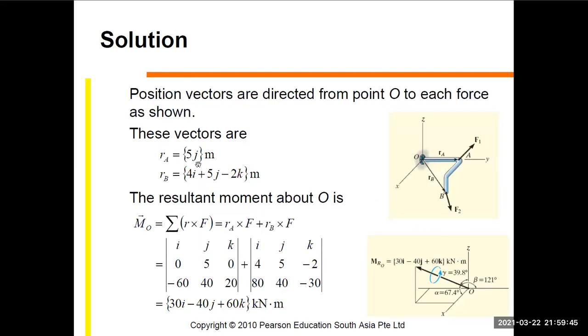So this is RA, this is RB. The resultant moment is RA cross F1 plus RB cross F2. Of course for the cross product we take the determinant for this one plus the determinant for this one, and you get the resultant moment about point O.